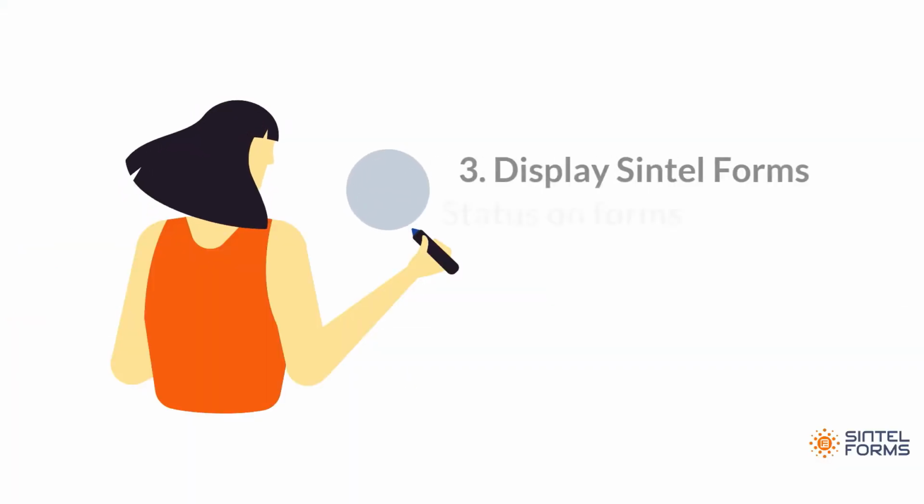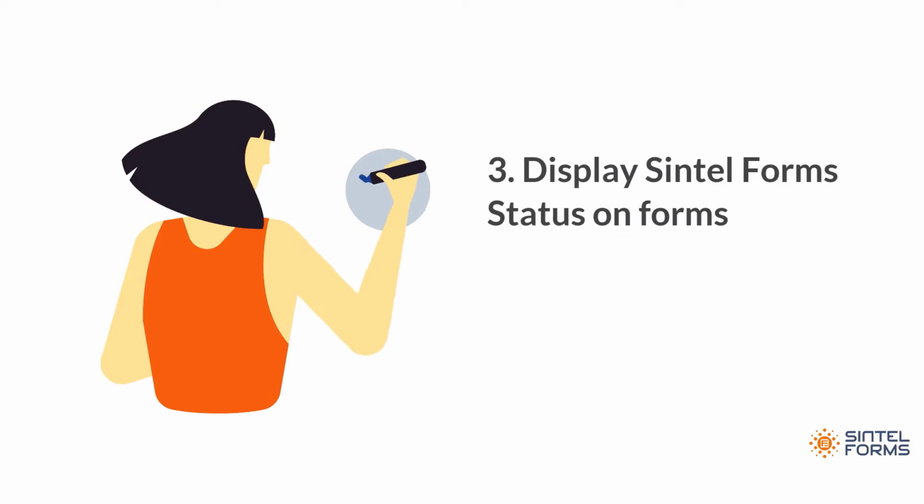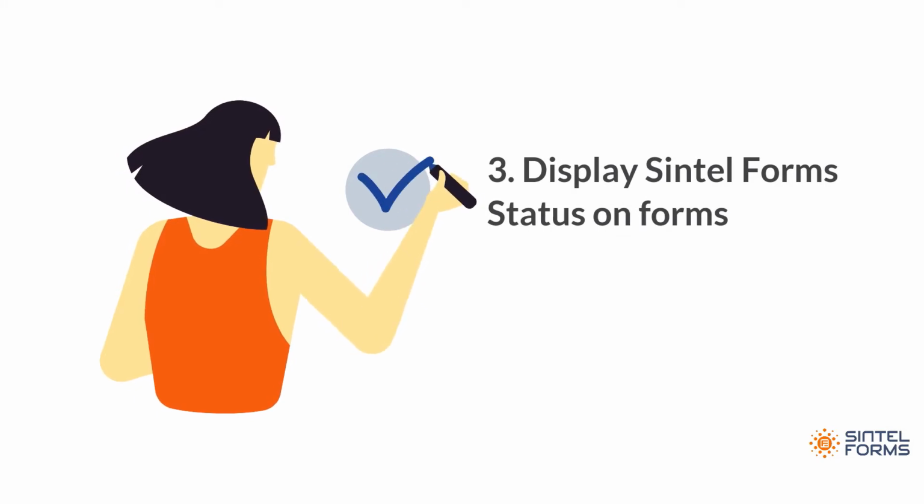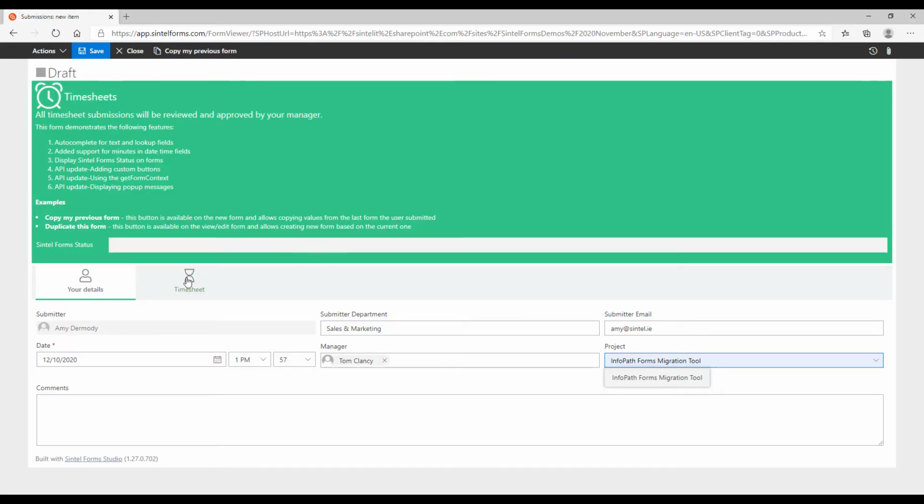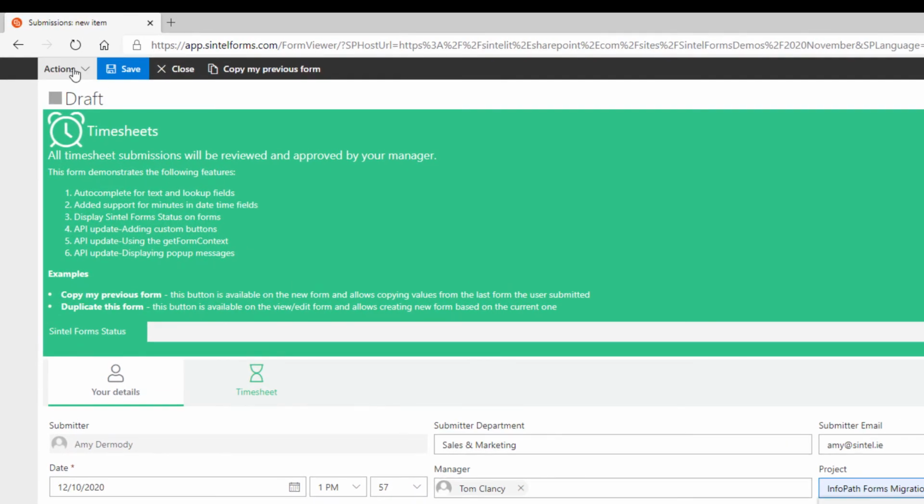Sintel Forms uses an internal field called Sintel Forms Status to store the workflow status of all forms at any point in time. Many of our customers had requested to be able to display this field on their forms, so this is now possible. You'll see on this timesheet form, which I've filled out here, that the status is blank, but I'm just going to submit it now.